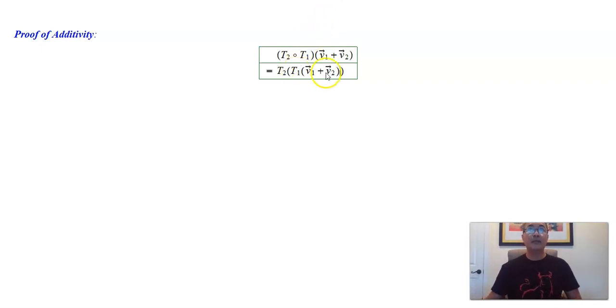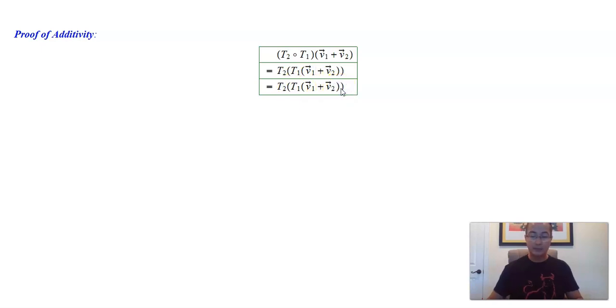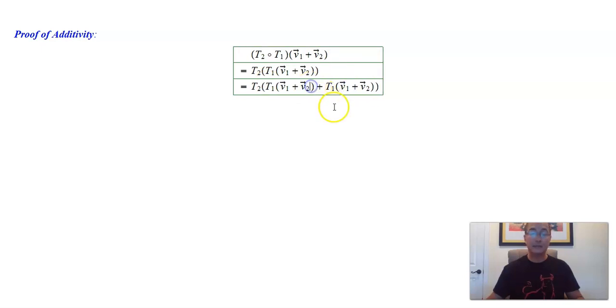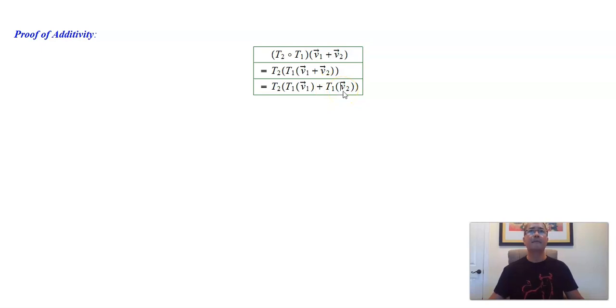Okay, but we know that t1 is additive, so therefore we can express what we see inside here as t1 of v1 plus t1 of v2. So let me make a copy here. t1 of v1 plus t1 of v2. So there it is. t1 of v1 plus v2, because t1 is additive, has to be the same as t1 of v1 plus t1 of v2.